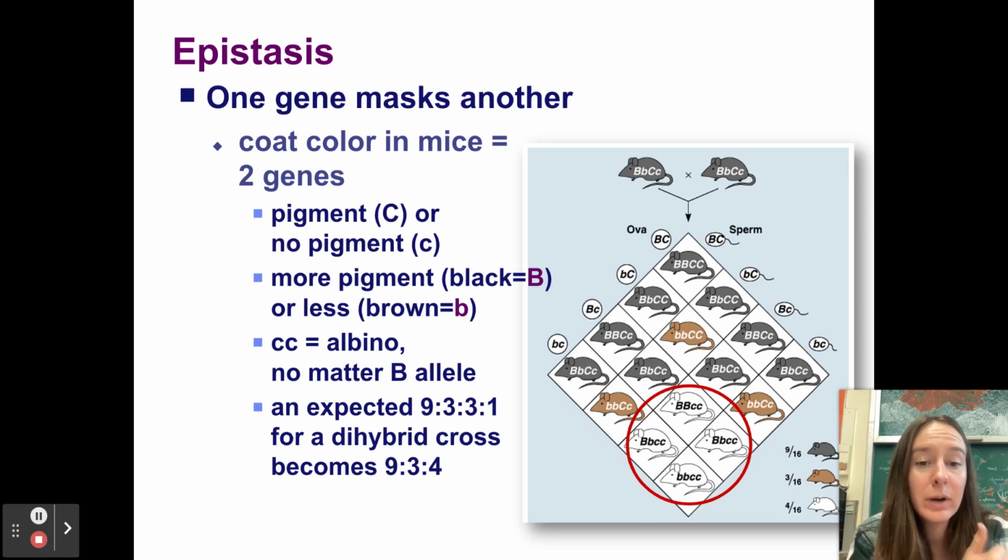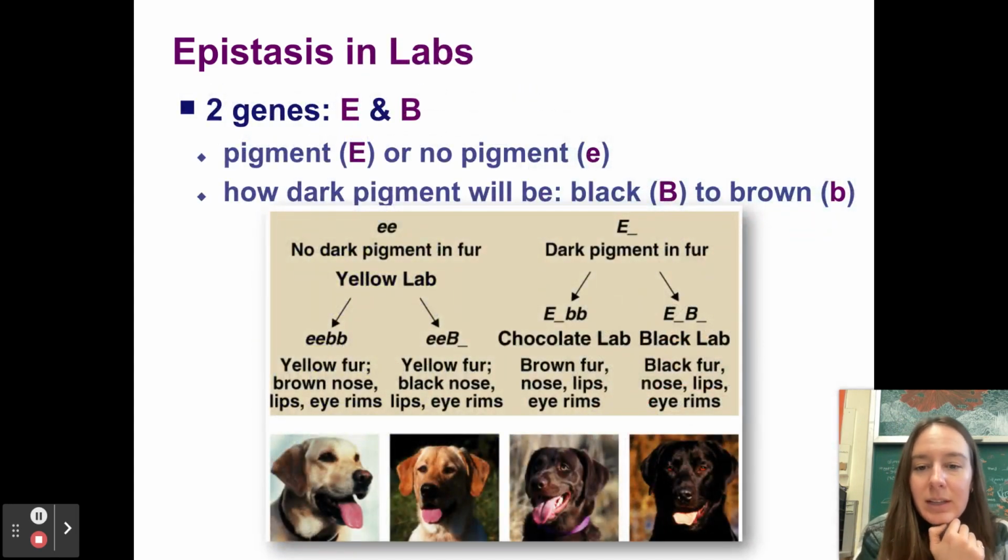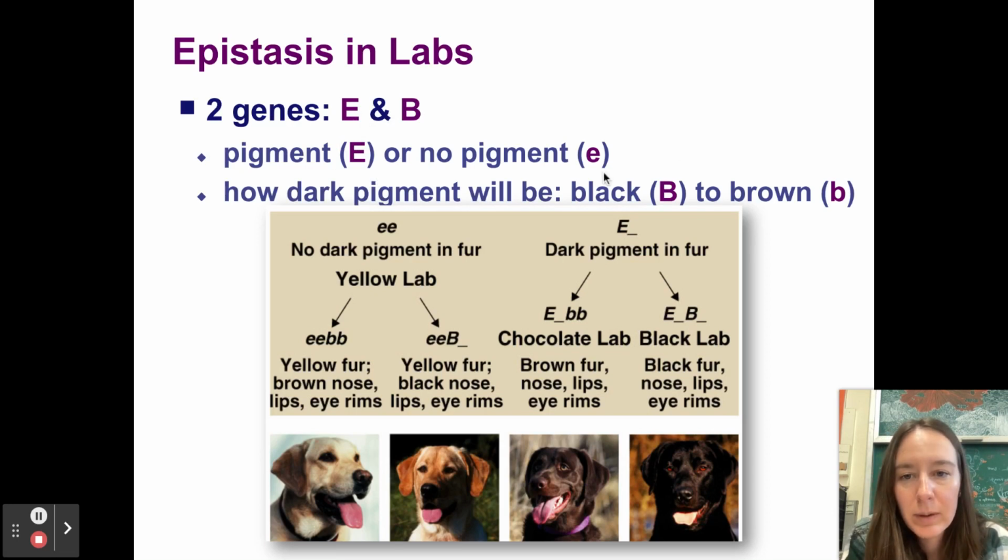We're going to have black mice because we have the dominant allele for more pigment in that case. Okay, so that's epistasis. We can even look at this in labs. For labs, there are two genes, the E gene and the B gene. If you have the capital E allele, you're going to be able to make pigment. Little e is no pigment.